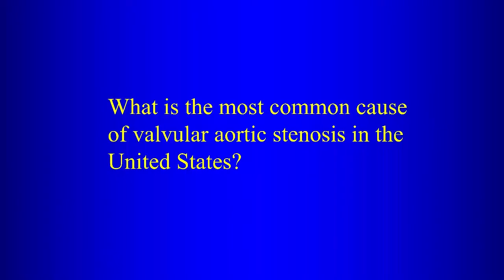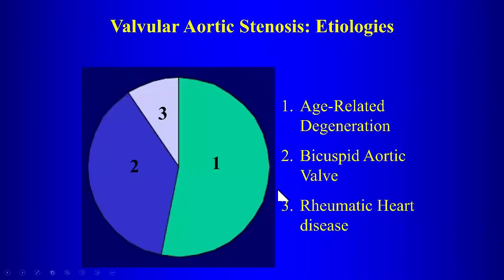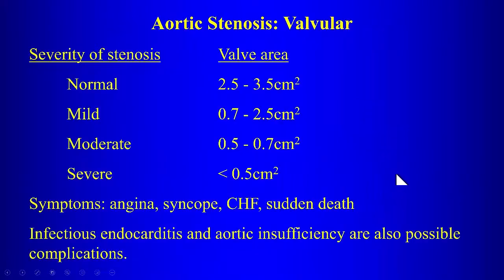The atherosclerotic disease of a tricuspid aortic valve is the most common cause in the elderly. So age-related degeneration of a tricuspid valve, and the bicuspid valve comes in second, and then rheumatic heart disease comes in third, although with rheumatic heart disease, when there's aortic valvular stenosis, you usually also have involvement of the mitral valve.